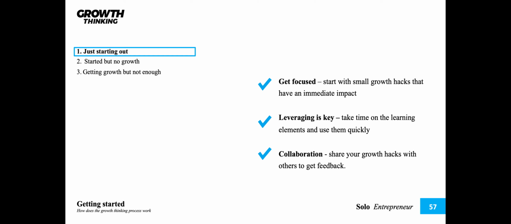So the first thing is getting super focused on the really small growth hacks that have immediate impact. The second part is leveraging is key. So you need to take the time to learn the elements and use them as quickly as possible. So practice is really important. Collaboration is about sharing your growth hacks with others to get feedback. You know, when you work alone, you may not have people working on the growth hack with you, but you have people that you can show your growth hack design to who can give you feedback on things that they feel may work, not work, or can be improved, or something that's been missed completely. That's how you would use the growth thinking process in that particular situation.